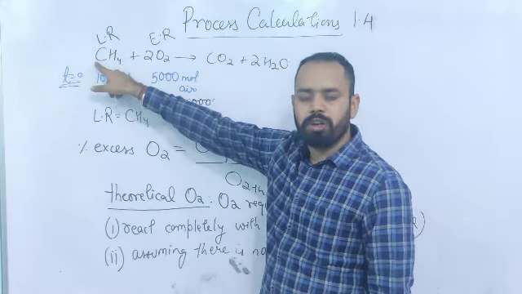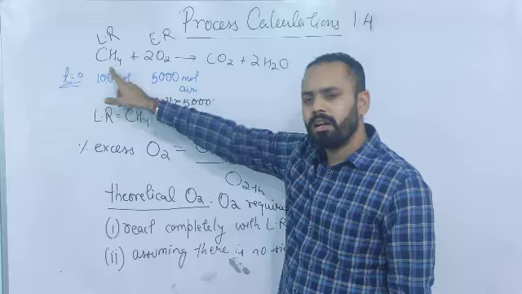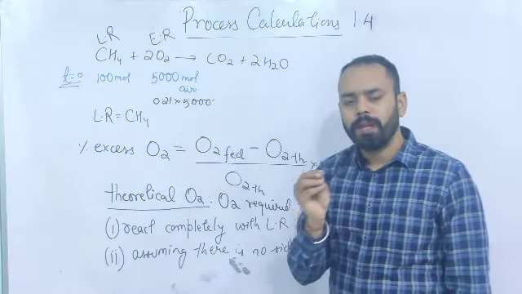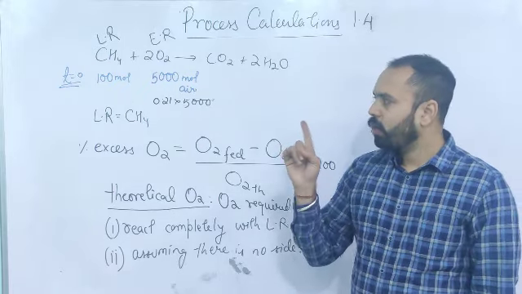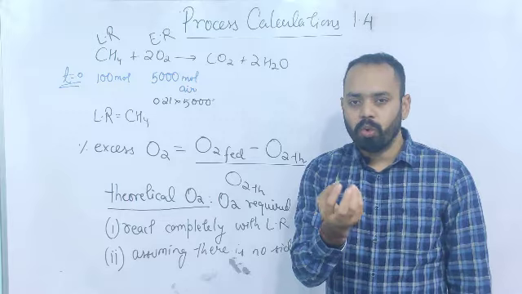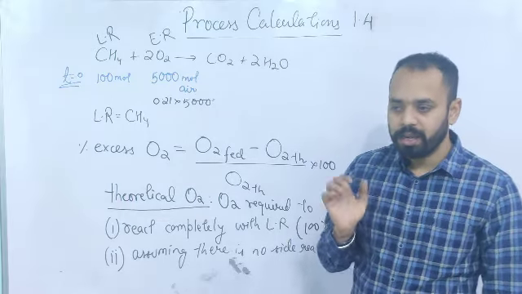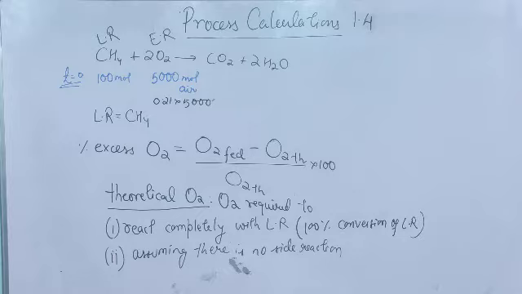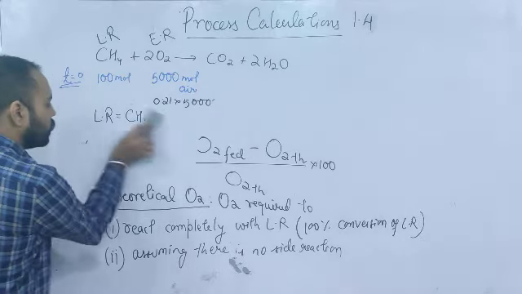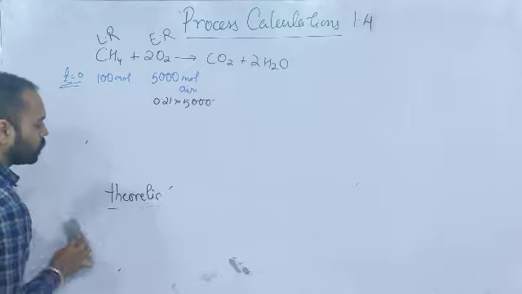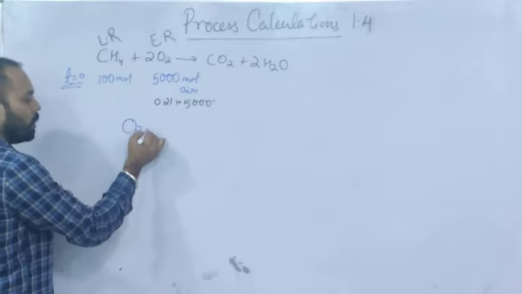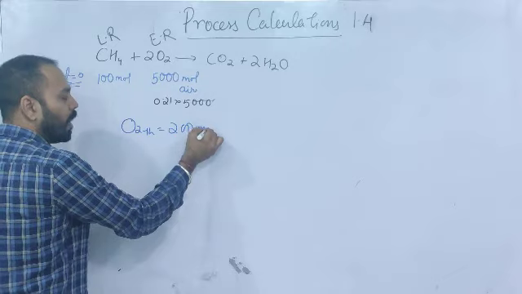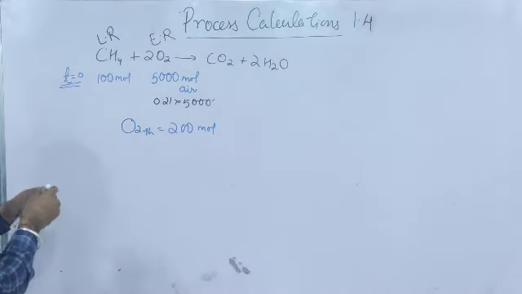So what do you think? For 100% conversion of methane, how many moles of methane are there? 100 moles. According to the stoichiometry, how many moles of oxygen are required for 100% conversion? I hope you can easily calculate that 200 moles of oxygen will be required. So O2 theoretical becomes 200. I am taking other examples as well. So in this case, O2 theoretical is equal to 200 moles without worrying about the actual conversion. Let me take another example.